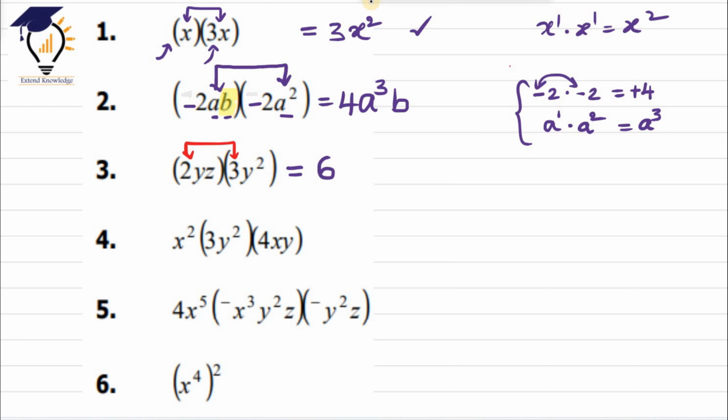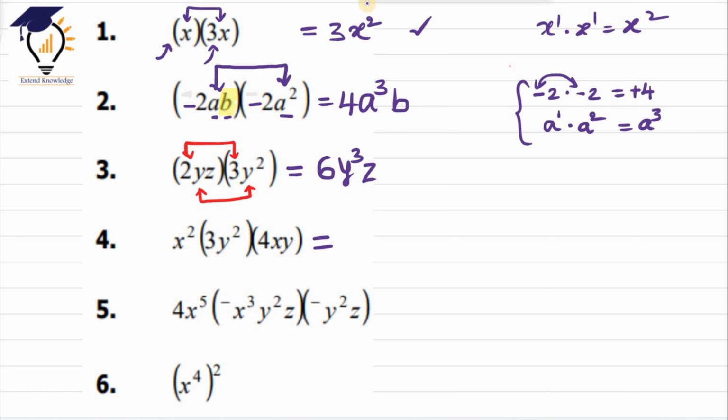and let's see the variables y and y square, same as a and a square. So the result is y to the power of 3 and only z is left, so keep it as z. That's all. And coming to the next, fourth practice problem.